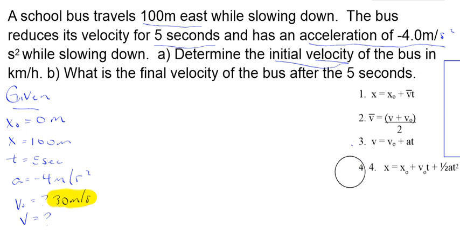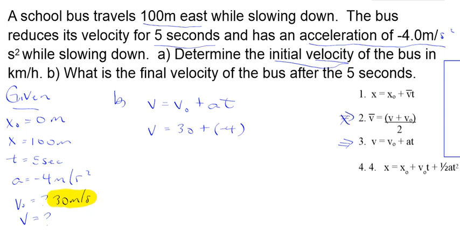So I'm back to looking at my formulas, and I want one with final velocity in it. There's this one, and there's this one with final velocity. You'll notice you don't have average velocity, so that one is out. So this formula, V equals V0 plus at. Now I'm looking for V, and the initial velocity is 30, plus the acceleration, which is negative 4. You'll notice we didn't use all of the variables over here. This time we don't need them all, but they were given so that we could do both parts of the question.